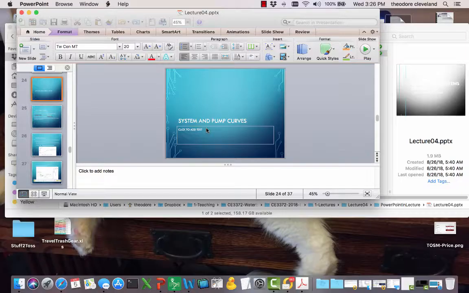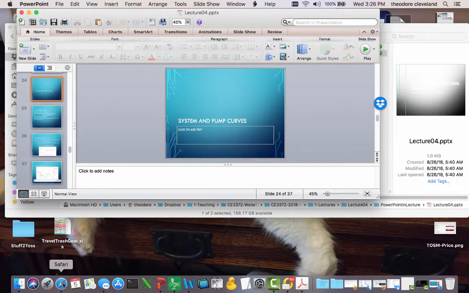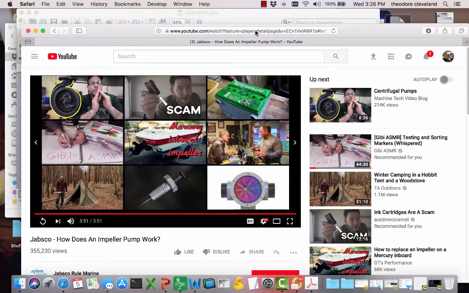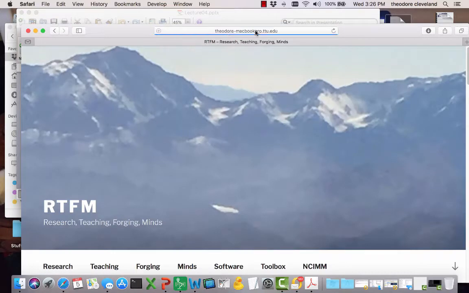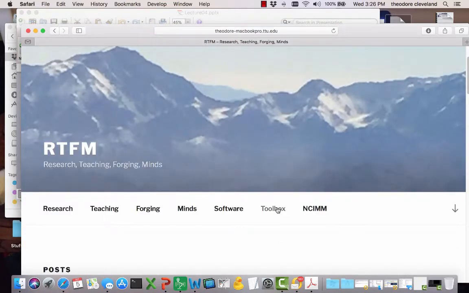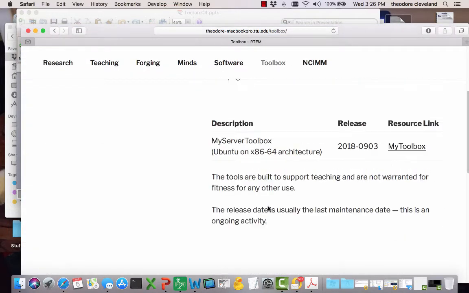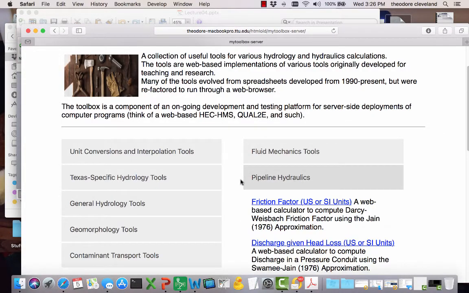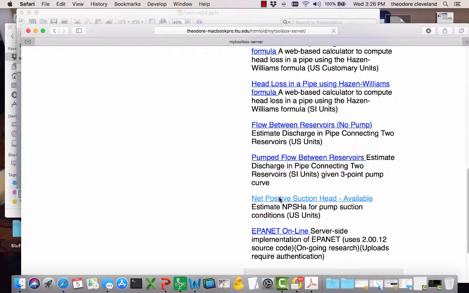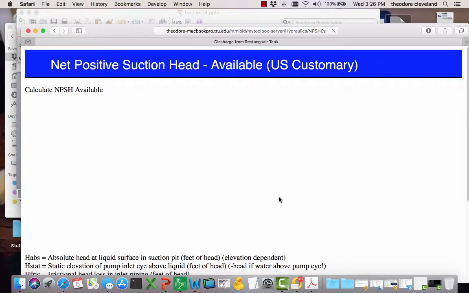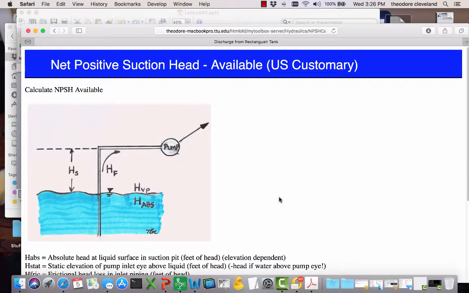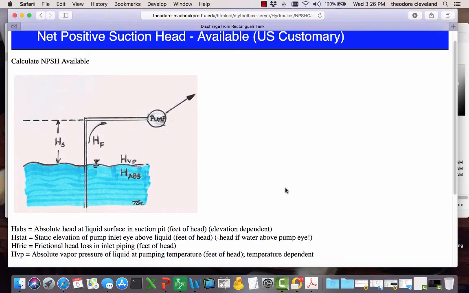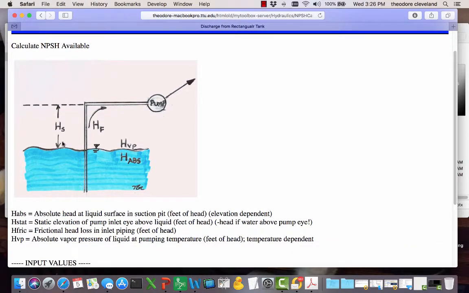So we have an online tool to calculate those net positive suction heads, because it's an equation not everybody remembers. So here's the net positive suction head equation, and it took an awful long time for the picture to load, and it has a drawing, and so it gives us our measurements.